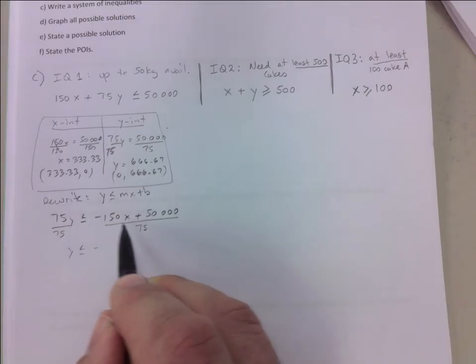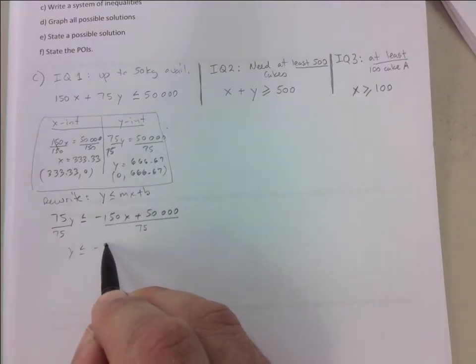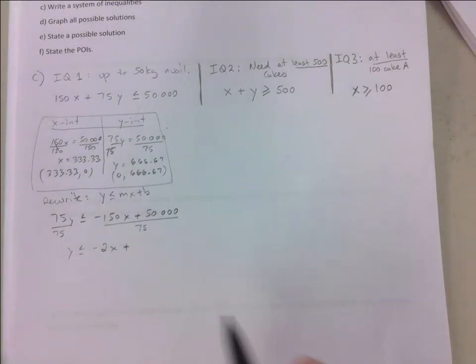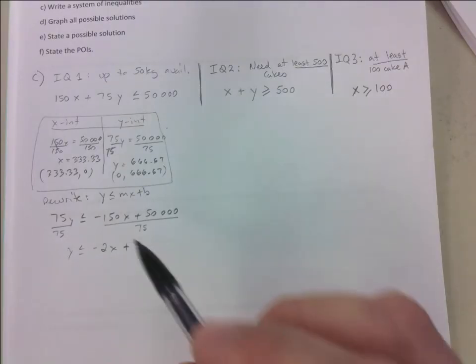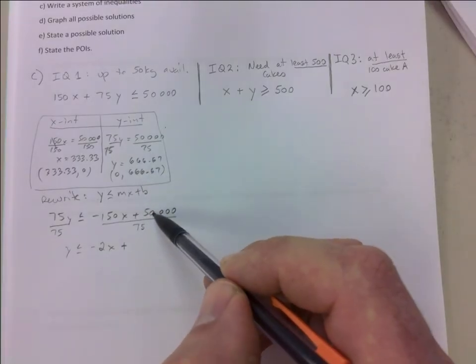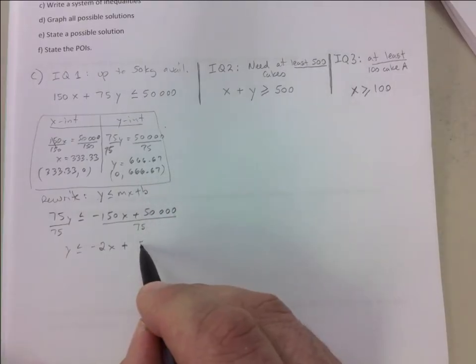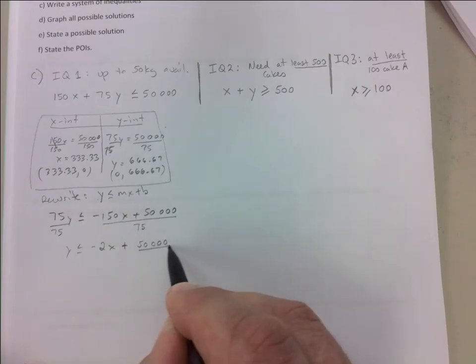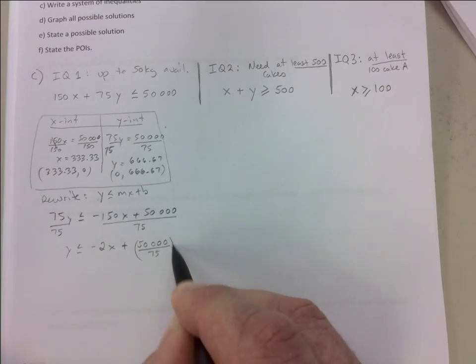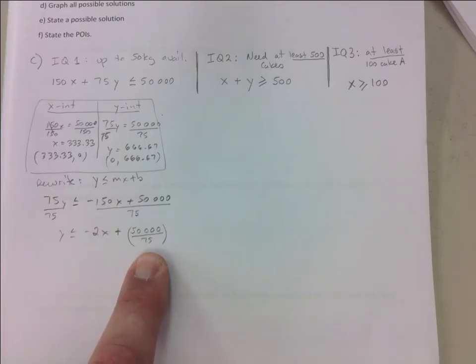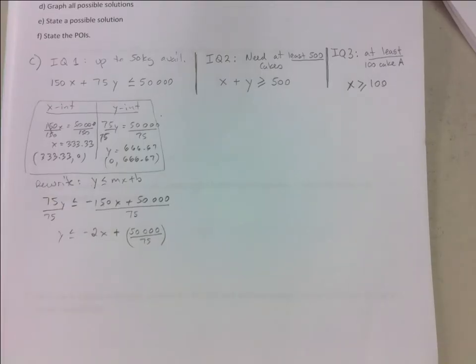You can leave this as is, or you can divide this. That gives you negative 2x. And if you could just, I mean, it's not the biggest deal, but if you want to have the exact same answers, 50 divided by 75 is not a whole number. So I leave it like this. I leave it like that. That's how I enter it into my calculator. Okay. Let me focus.